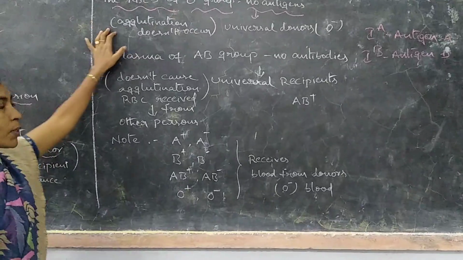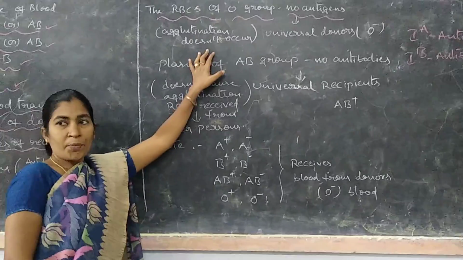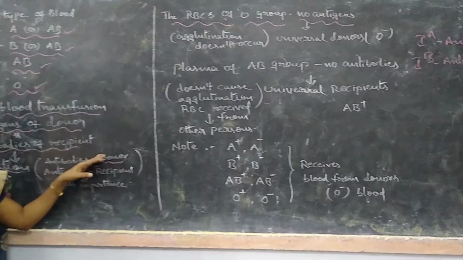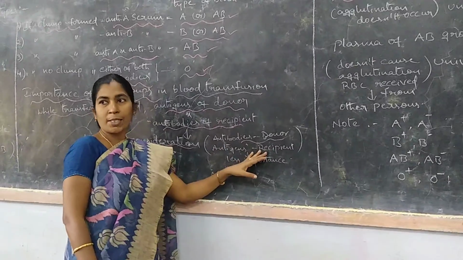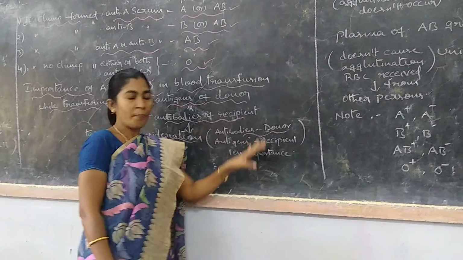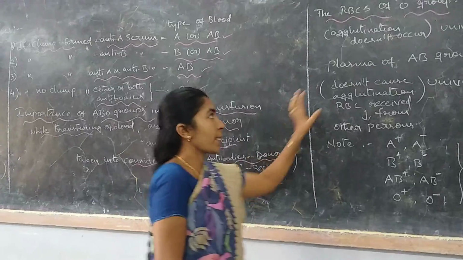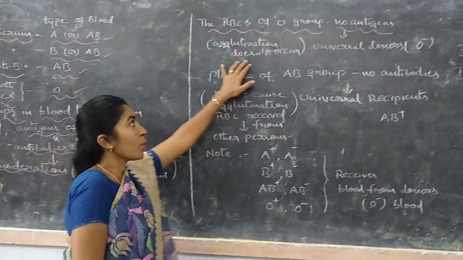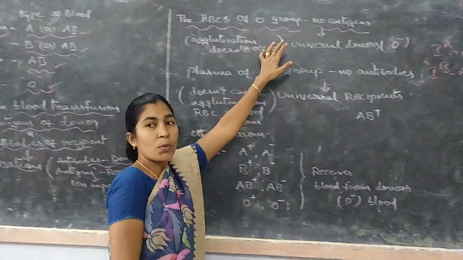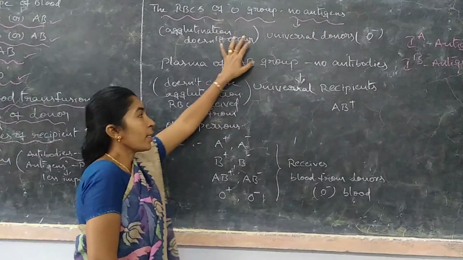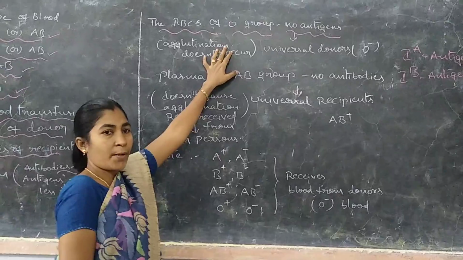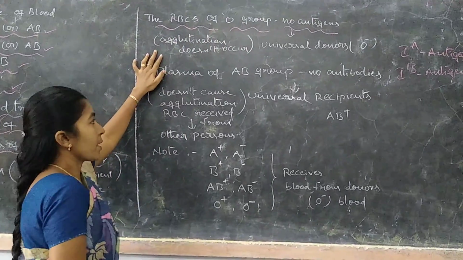In this, agglutination doesn't occur. Already we know that the antibodies of the donor and the antigens of the recipient are of less importance; they are not taken into consideration. So agglutination also doesn't occur. Why? Because in this there are no antigens, antigens are absent. Only antibodies are present. That's why agglutination doesn't occur.